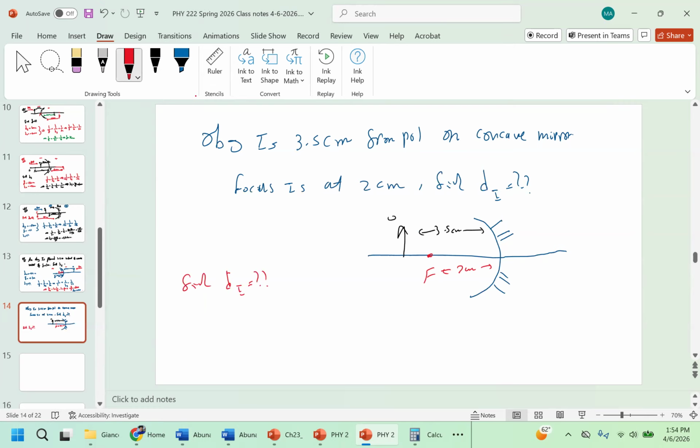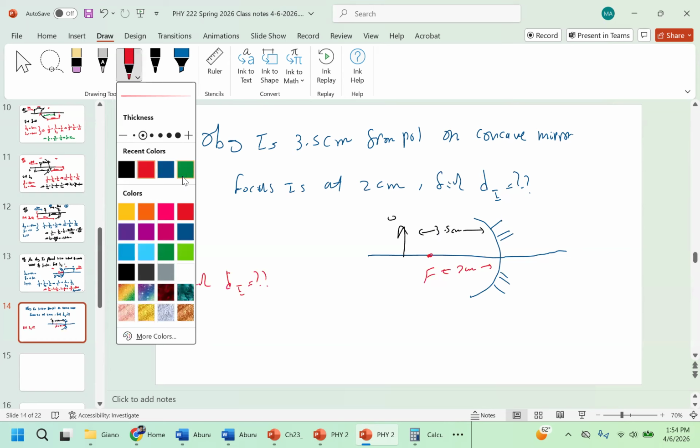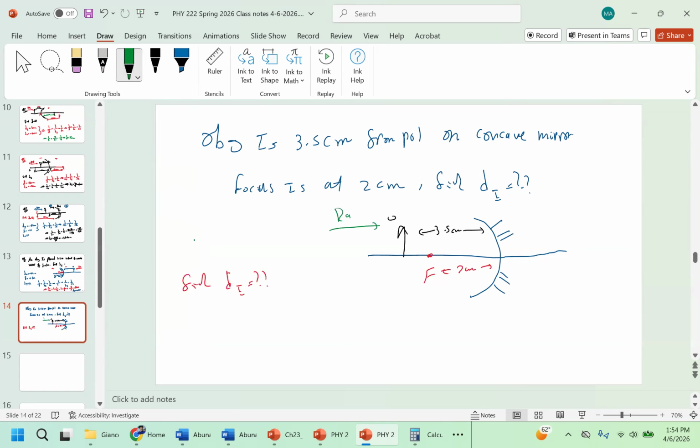Again, the first thing you do is draw your ray. This is your ray coming in, your incident ray. It comes in through the pole, P, that's where it splits. Here's your positive, here's your negative. That means your focal length is minus 2 centimeters, and your distance of the object is minus 3.5 centimeters.